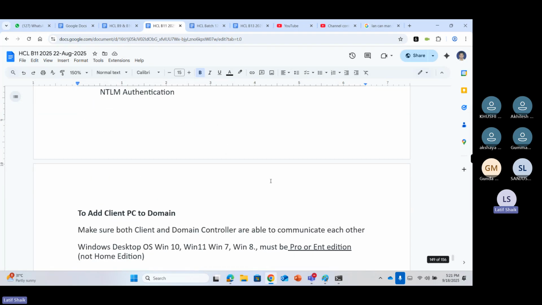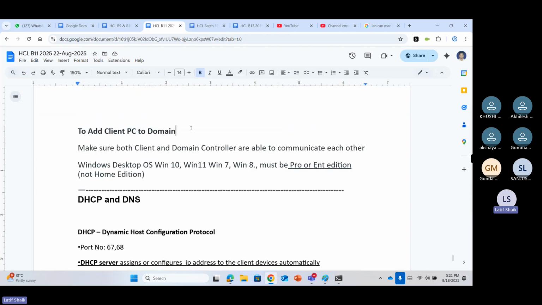That's it for today, guys. Yeah, one more point. You want to add a client, right? So I'm adding my client to the domain. Check your system's operating system. If it is Windows 10 or Windows 11 Home edition, see the edition. If it is Home edition, we can't join to the domain. Even if you have a domain controller in your network, you can't join.